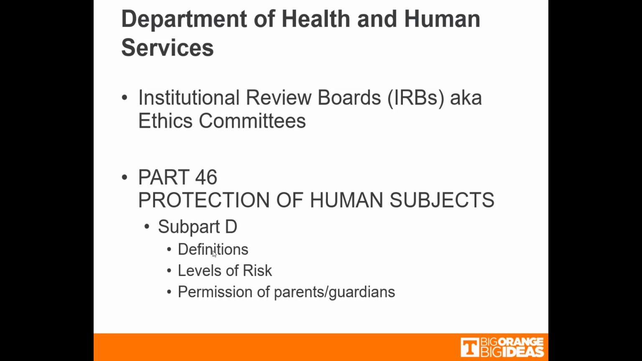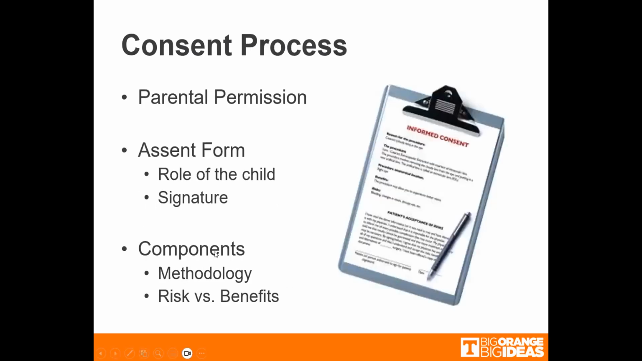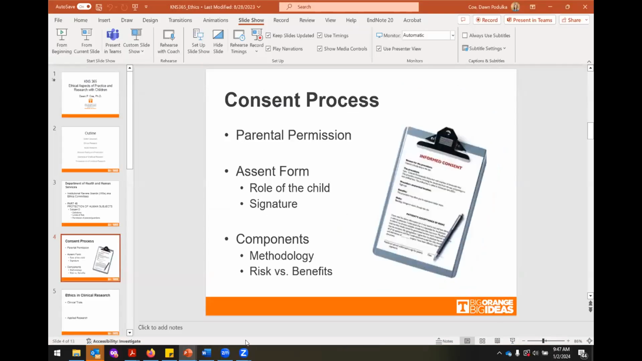Also, if you have a population where there may be information reporting, so if a child is a ward of the state, they may be able to provide their own permission if the risk is low enough. So I'm going to go through an example of a parental permission form and the consent process.